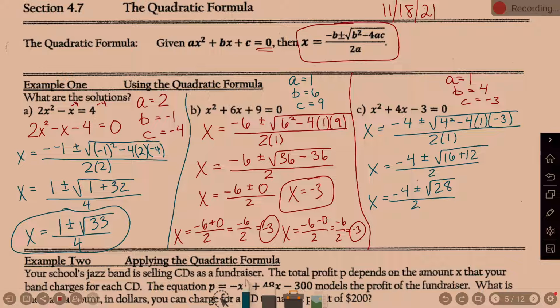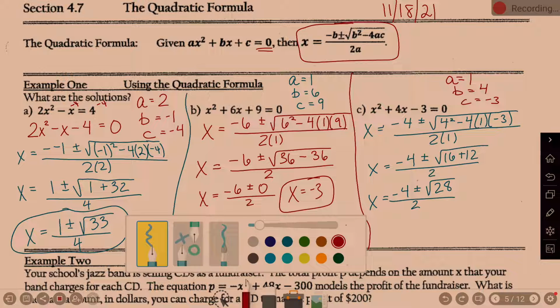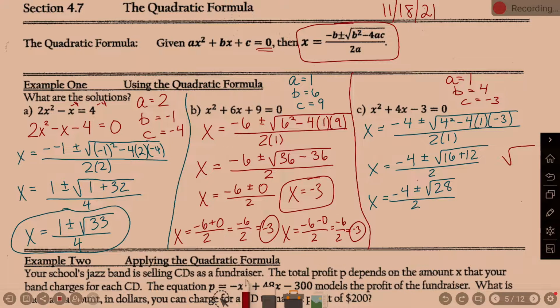Side note here, the square root of 28. It is a decimal. However, there's what we call a perfect square within the square root of 28. A perfect square is a number that I can take the square root of. What is a factor of 28? A number that divides into 28 that we can also take the square root of. 4? Can we take the square root of 4? Yes. Does 28 divide by 4? Yes. So I'm going to rewrite this.